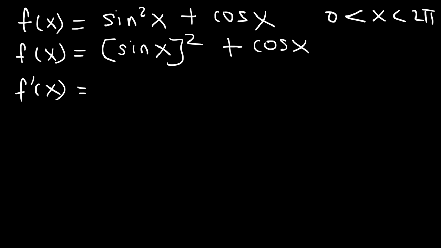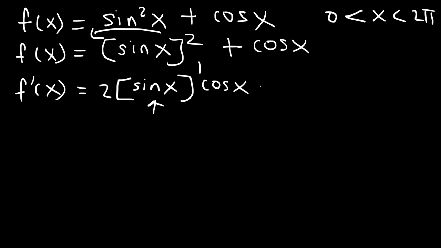Now let's use the chain rule. So I'm going to move the 2 to the front according to the power rule, keep the inside function the same, subtract the exponent by 1, 2 minus 1 is 1, and then take the derivative of the inside function. The derivative of sine is cosine. Now we need to differentiate cosine. The derivative of cosine is negative sine.